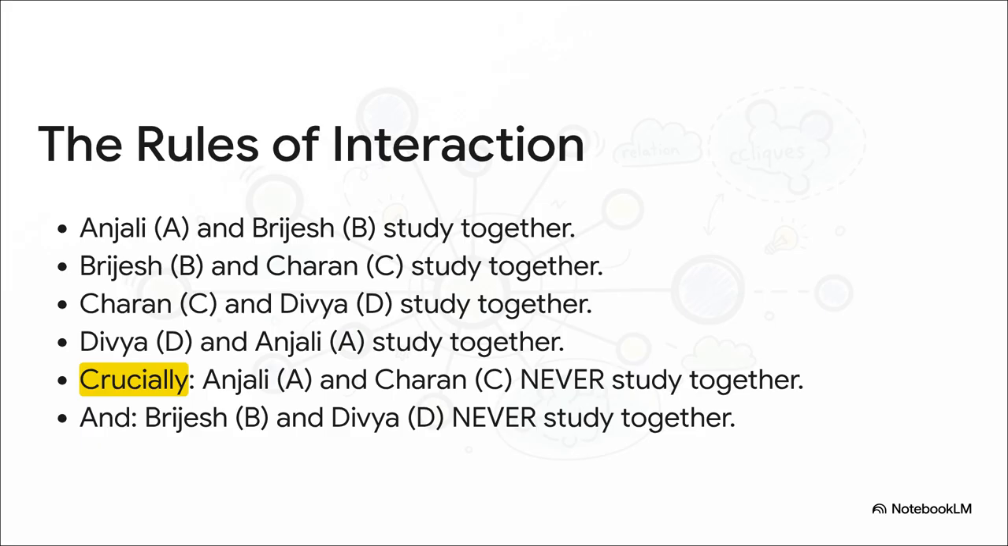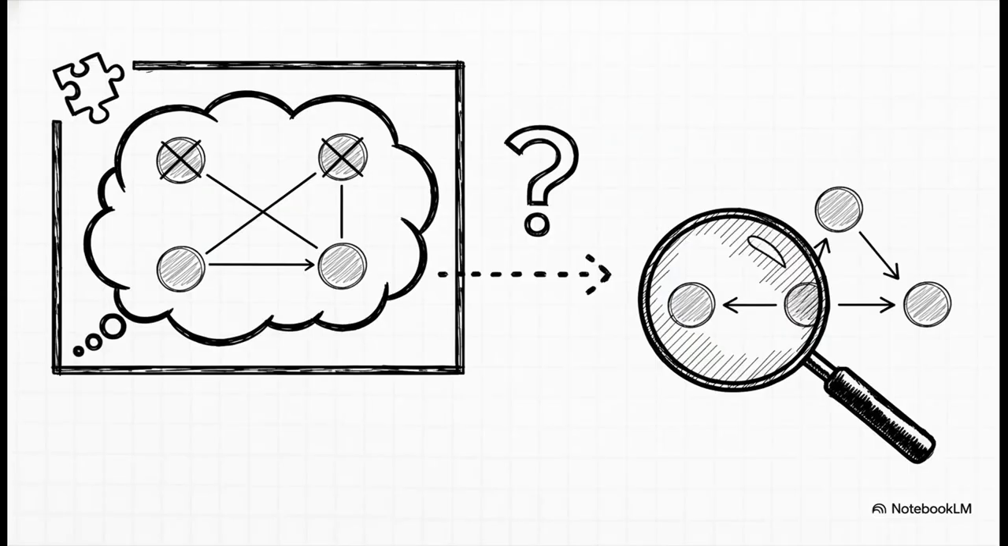It's a simple circle. You see, Anjali studies with Brajesh, Brajesh with Charan, Charan with Divya, and Divya studies with Anjali, closing the loop. But please, you must pay very close attention to these last 2 rules. They are the most important part of our whole problem. It's this. Anjali and Charan, they never study together. And in the same way, Brajesh and Divya, they never study together. Got it? Remember that. So our goal is to build a graph, a model that perfectly captures all these connections, and just as importantly, those disconnections.